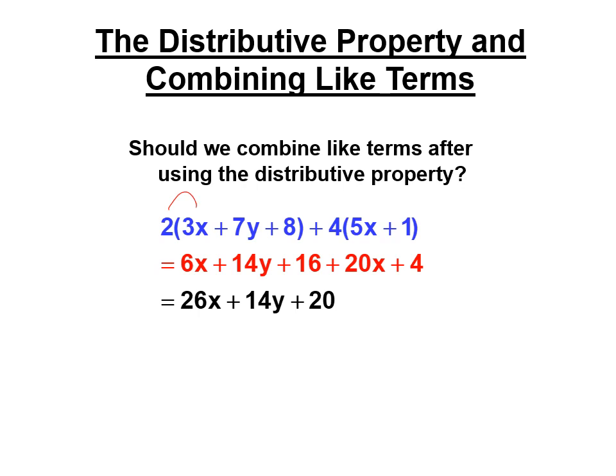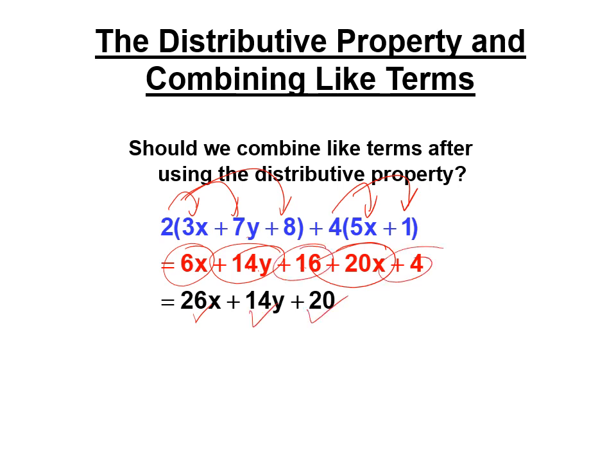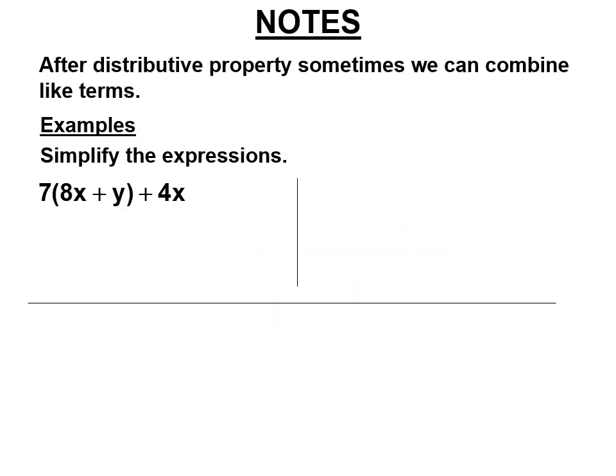So what's going to happen today is you're going to do your distributive property. So 2 times 3x is 6x, 2 times 7y is 14y, 2 times 8 is 16. You're going to have more than one of these many of the times. 4 times 5x is 20x, 4 times 1 is 4. Any like terms have to be combined. 6x plus 20x is 26x. 14y has no like term, you just put it in the answer. 16 plus 4 is 20, and that is the answer. So you're going to do your distributive property first, and if you have like terms, you are required to combine them. That's not my rule, that's a rule.